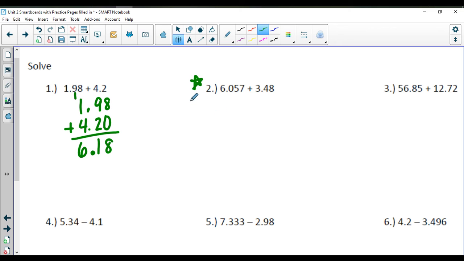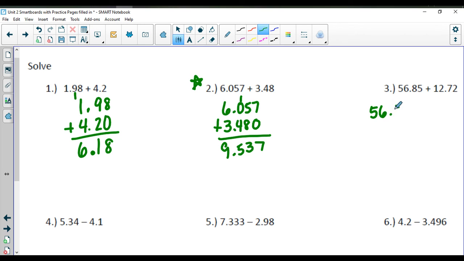Take a look at number 2. Go ahead, line those up and add your decimals. So I got 6.057, 3.48, added in that extra 0. 5 plus 8 is 13, 5, and 6 plus 3 is 9. In the next one, I have 56.85 plus 12.72. Line up your decimal points and start adding. Bring down my decimal. 6, 8, that's going to be a 9, and 5 plus 1 is 6 then.